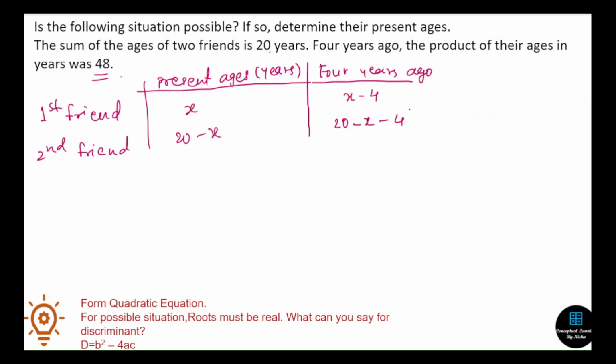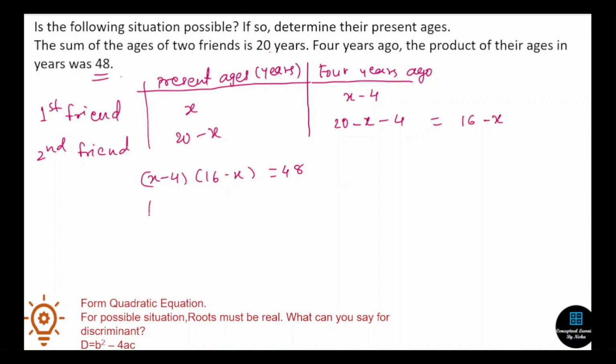They forget to subtract 4, so it is important to understand. 4 years ago, whatever the age, you have to subtract 4 from it. So what do we get? We get 16 minus x. Now they are saying that 4 years ago the product of their ages was 48. That means x minus 4 into 16 minus x equals 48. This is given, and now I'll simplify this.